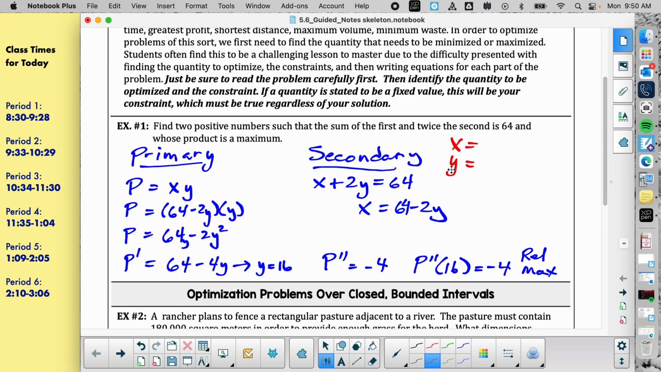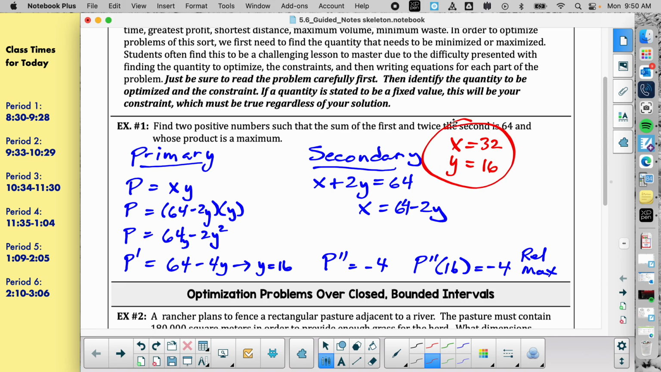Which one is which? Which one is the 16? Oh, perfect. Because we said so over there. Yep. And we were working with y's. Okay, x is 64 minus double the y. So 64 minus 32 would give me 32. So now if I did x plus double y, I would get 64. That's a bad circle. Better circle.